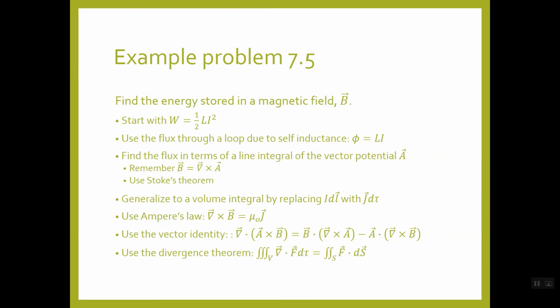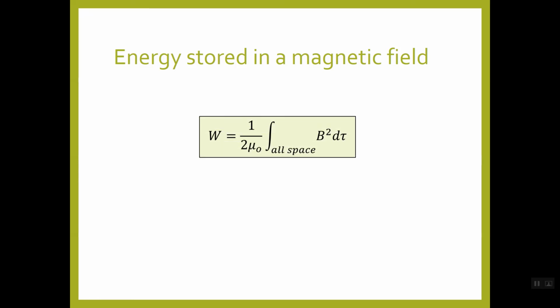So in this example problem, you're going to find the energy stored in a magnetic field using these steps I provided. What you'll find is that the energy stored in a magnetic field B, when we integrate over all space, is equal to 1/2 mu naught times the integral of B squared d tau. And this, if you look back, is very similar to the expression we found for the energy stored in an electric field. Instead of the mu naught, we have an epsilon naught for the electric field.